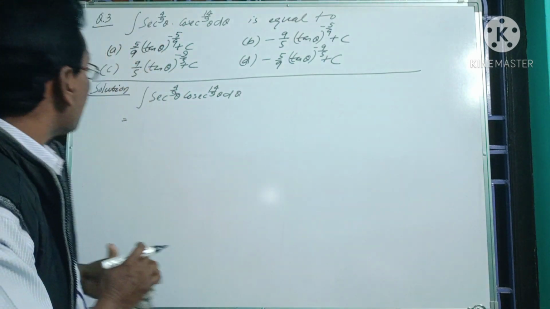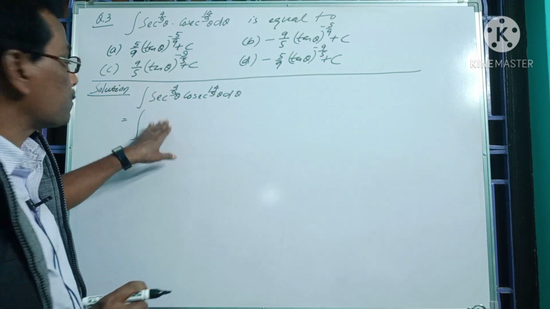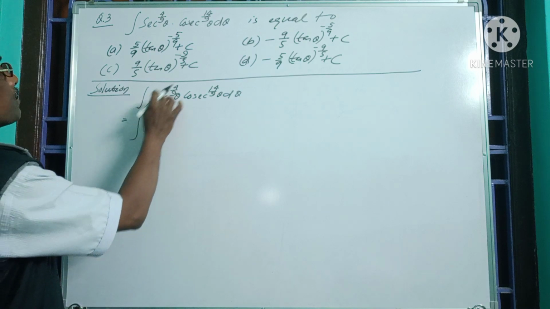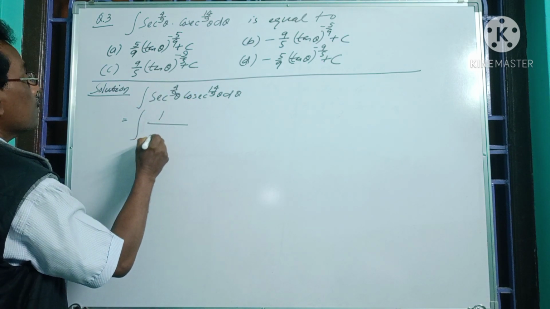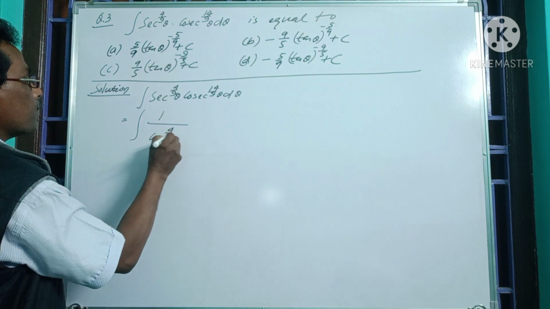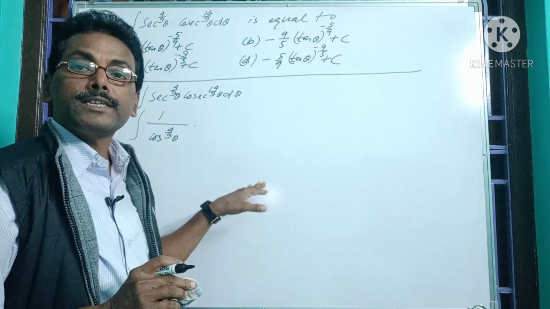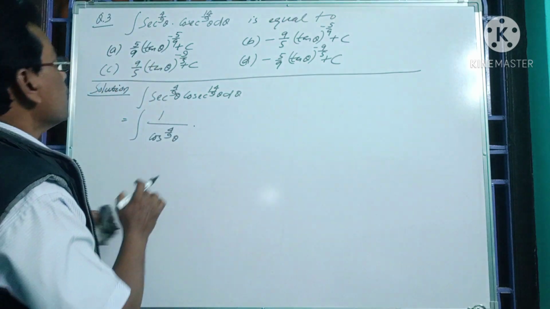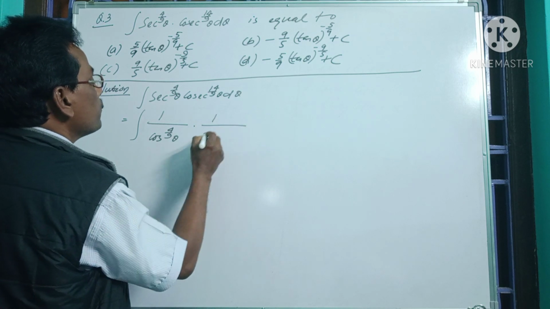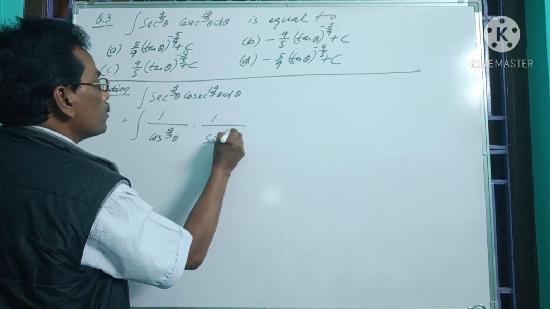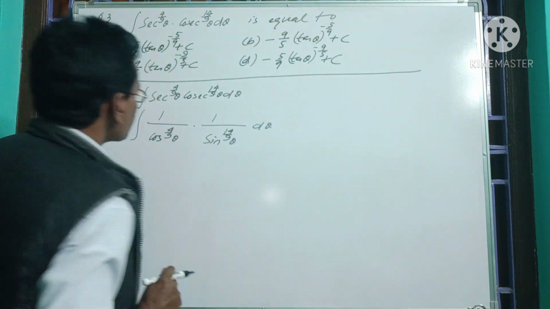standard form. We know sec theta is equal to 1 by cos theta. So sec to the power 4 by 9 theta can be expressed as 1 by cos to the power 4 by 9 theta. Similarly, we know cosec theta is equal to 1 by sin theta. So we can write cosec theta in terms of sin theta like this, that is, 1 by sin to the power 14 by 9 theta, whole integration with respect to theta.